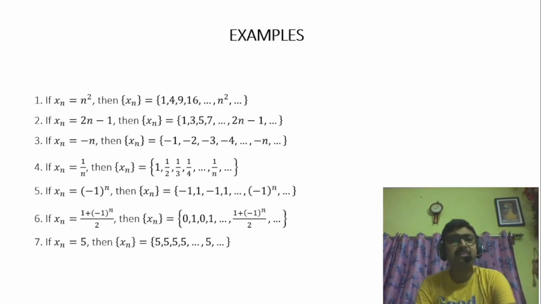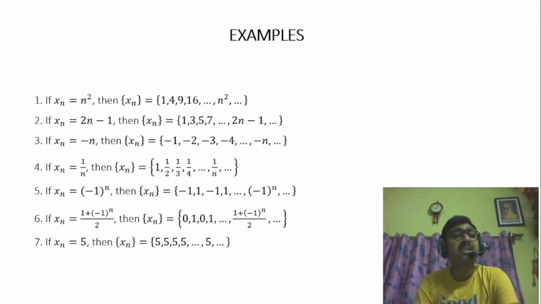Now for examples. First, if xn is n squared, then what will be our sequence? The first term is 1, then the second term is 4, third term is 9, and so the sequence will be {1, 4, 9, 16, ...}. Next example, if the nth term is 2n minus 1, then xn is 1, 3, 5, 7, like that. If xn is minus n, then the terms will be minus 1, minus 2, minus 3, minus 4, and so on. Similarly, if xn is 1 by n, the elements of the sequence are 1, then 1/2, then 1/3, 1/4, and so on.